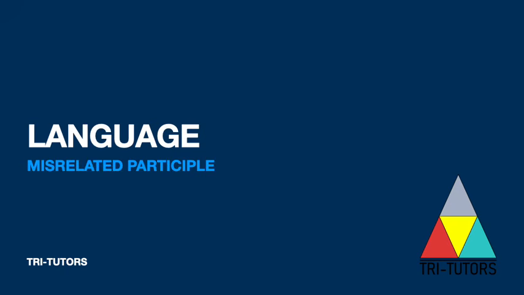In today's video, we're going to be talking about the misrelated participle error, sometimes known as the dangling participle error. This is something that you need to be aware of when you are writing in any English paper so that you avoid making this mistake, but it's also really important for your English paper 1 that you know how to identify this error and also to correct it.